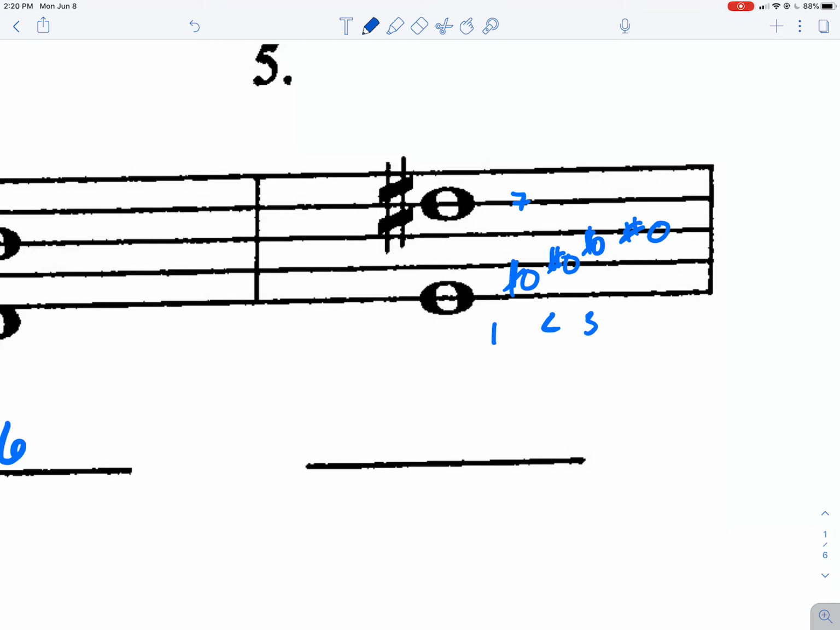There's the dog saying hello. He doesn't like B sharp. He doesn't like that interval any more than you all do.